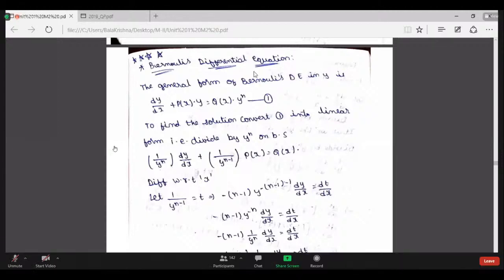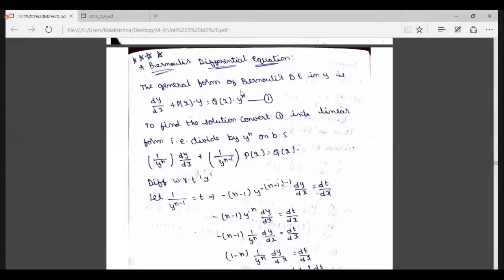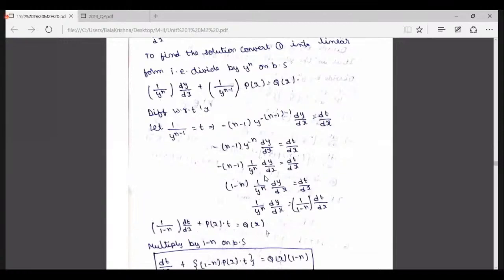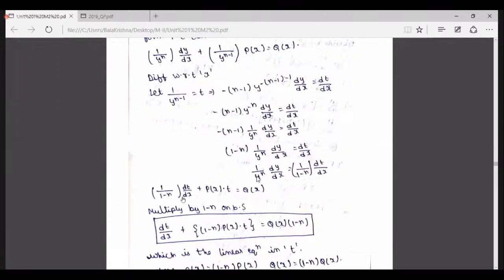So the solution to find this is reducing it into linear form. How to reduce? By removing this y power n. To remove this y power n, you should divide by y power n on both sides. When you divide, dy by dx is multiplied with 1 by y power n, which is not a linear form because a product with dy by dx exists. That is the reason we will once again reduce this by treating 1 by y power n minus 1 as t. So this procedure is there, which is no need for us. Directly you can remember it like this.